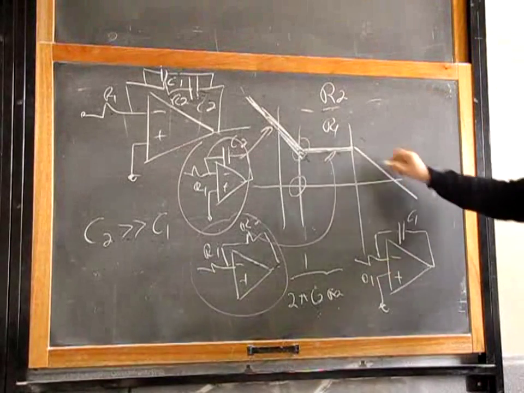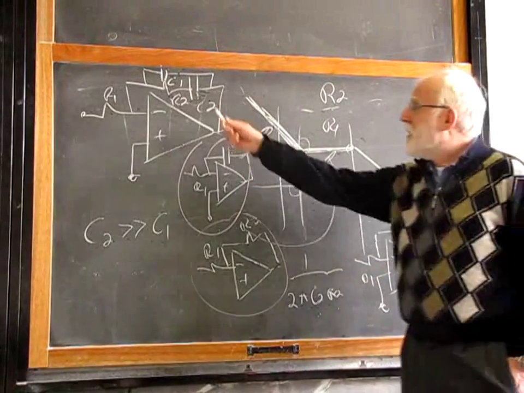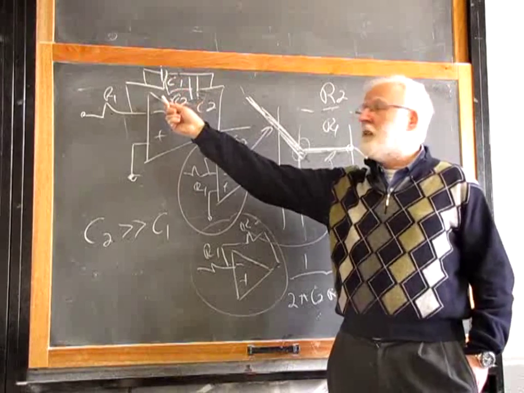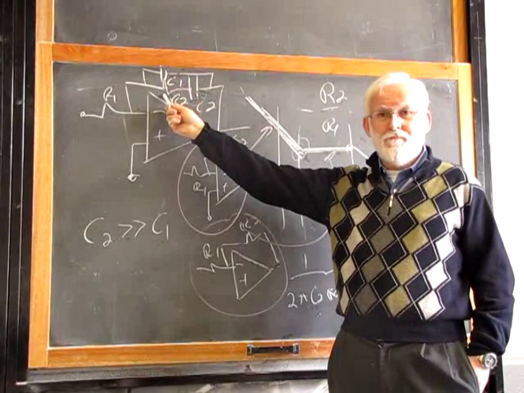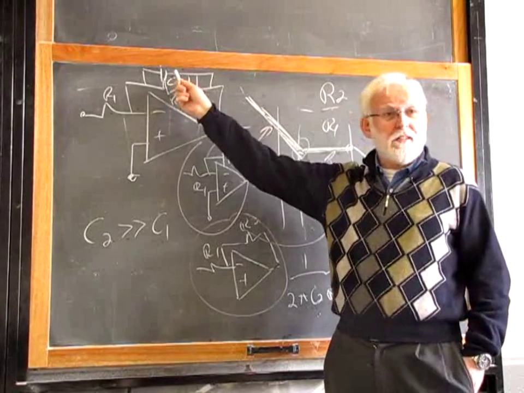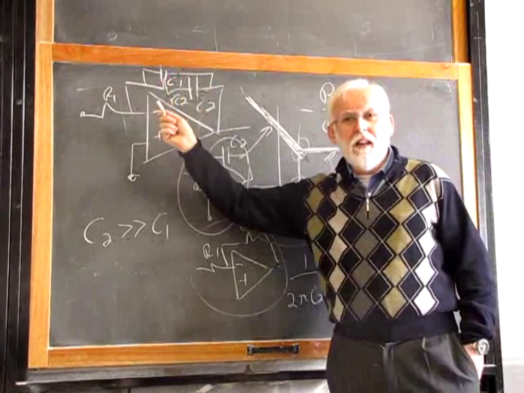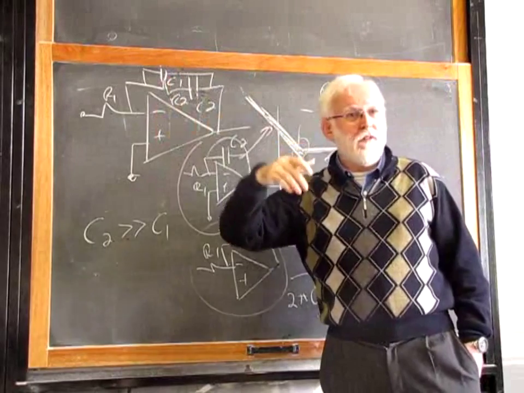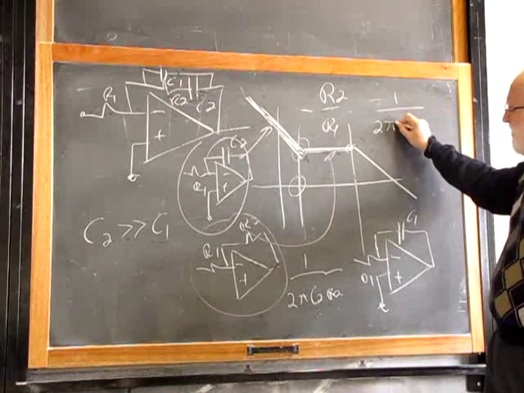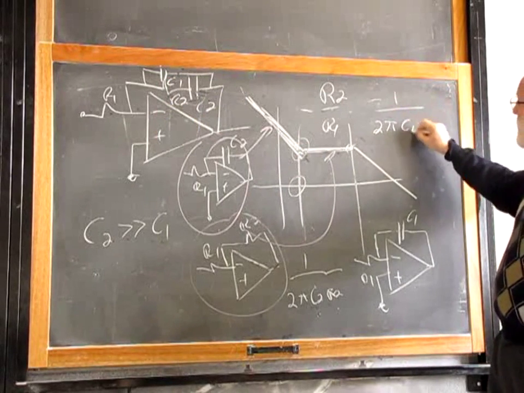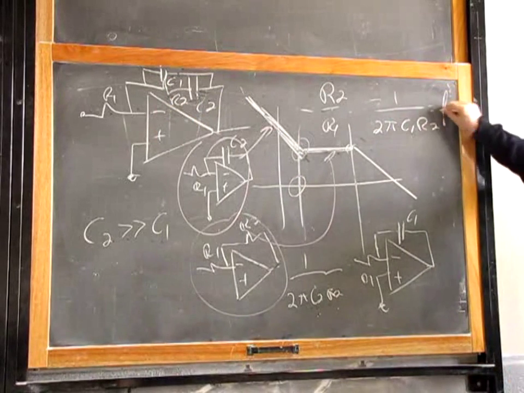Here, the pole is given by the fact that this capacitance C1 has an impedance that becomes comparable to R2. So when these two impedances become the same, C1 starts to dominate the parallel between C1 and R2, and the gain starts to go down. So we have a pole, and this pole has a frequency that is obviously 1 over 2 pi C1 R2. And this is FP.